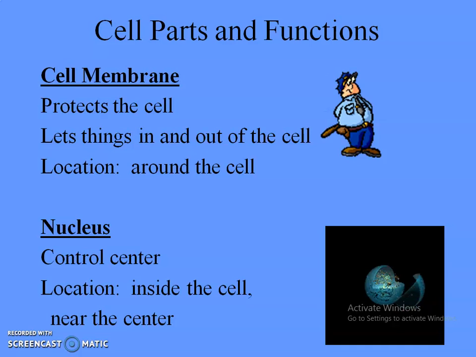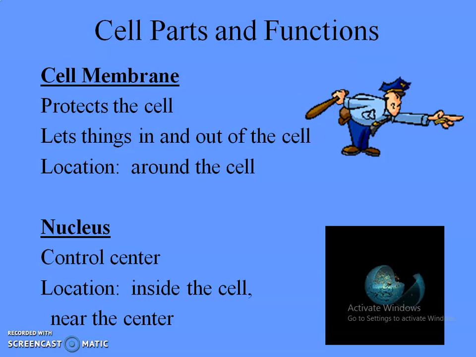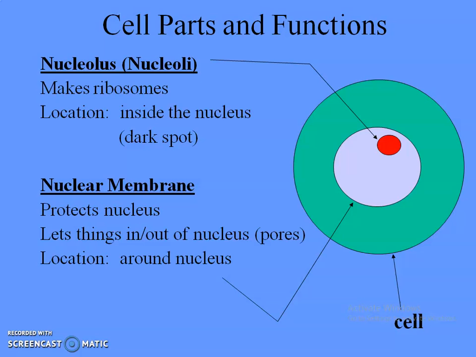Then the second cell organelle is the nucleus. It controls the cell. It is present inside the cell, near the center. Nucleolus makes the ribosomes. It is also present inside the nucleus. It is also called the heart of the cell because all the metabolic activity is controlled by the nucleolus, hence it is called the heart of the cell.